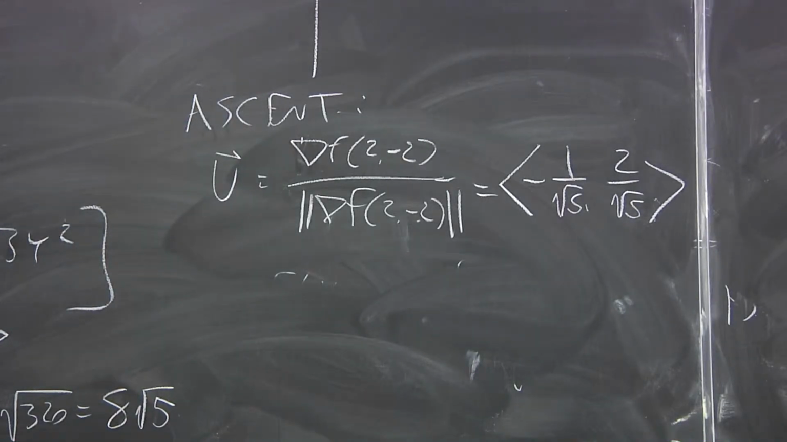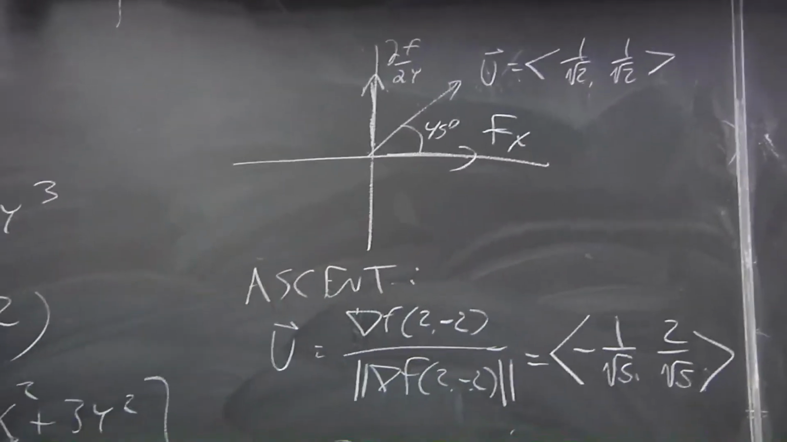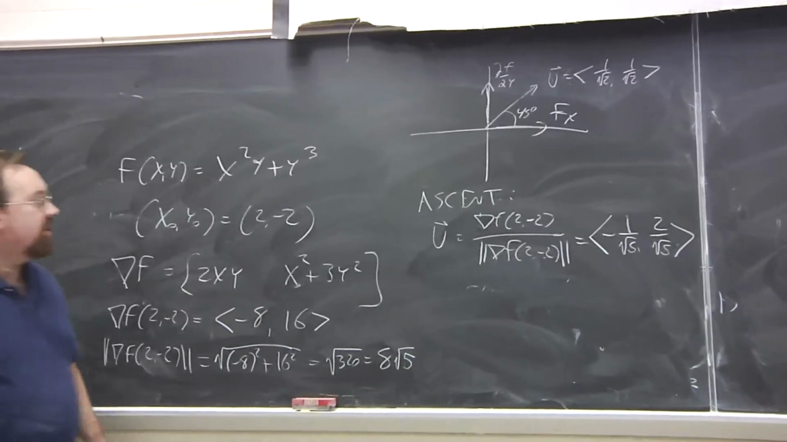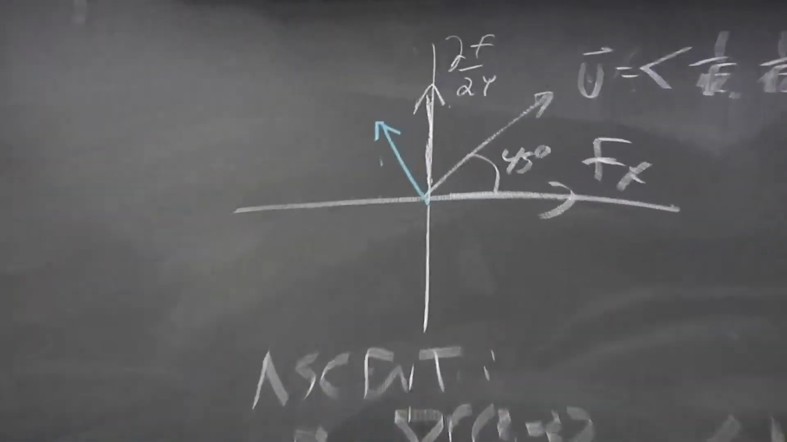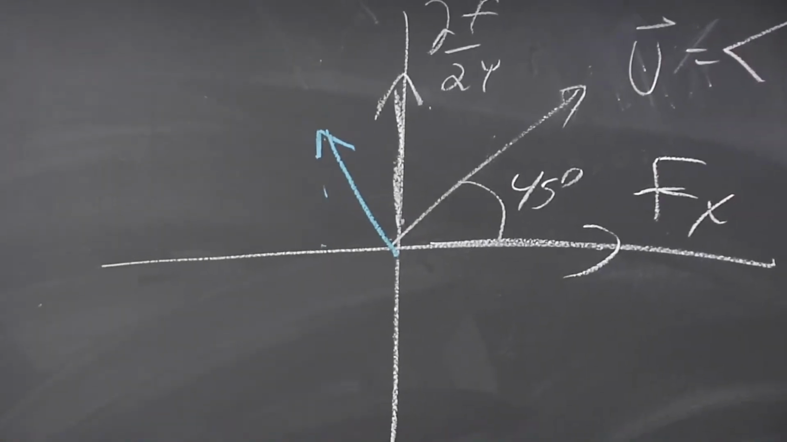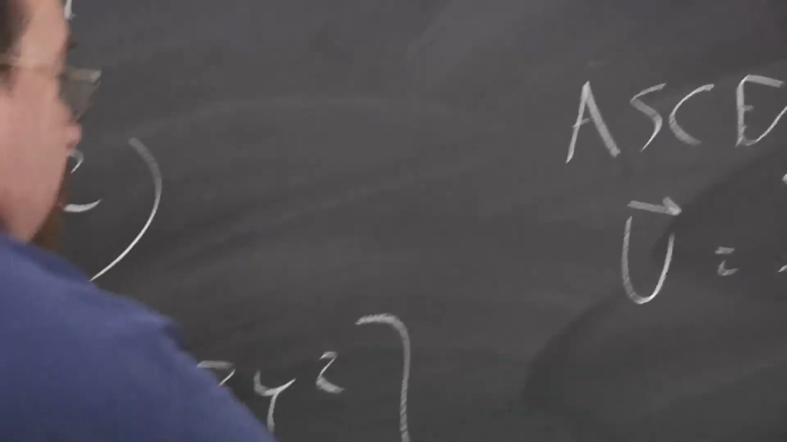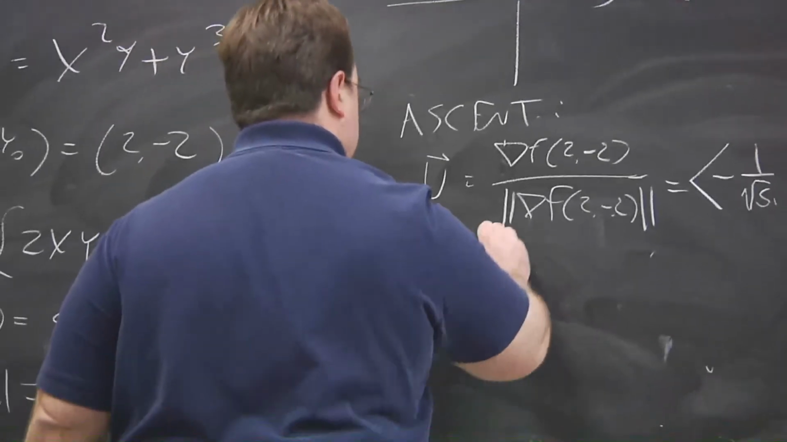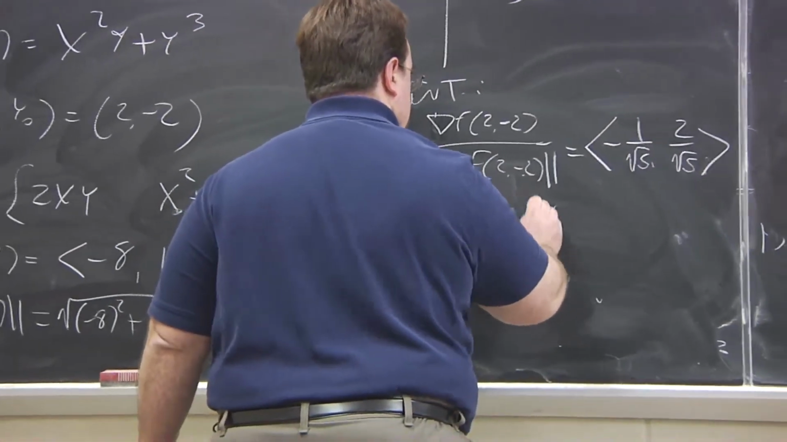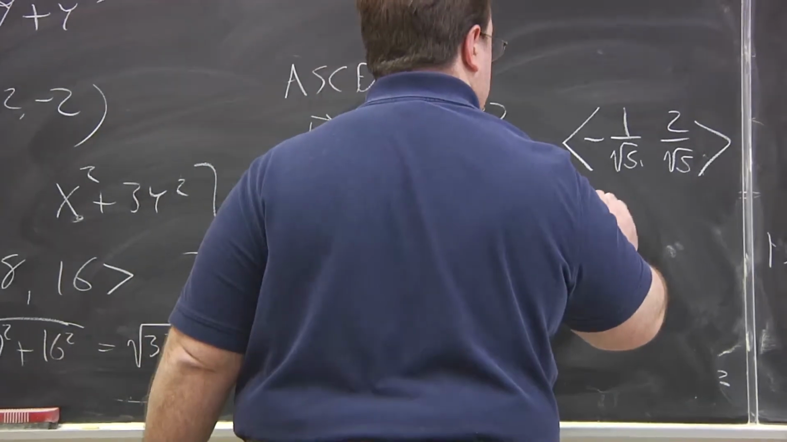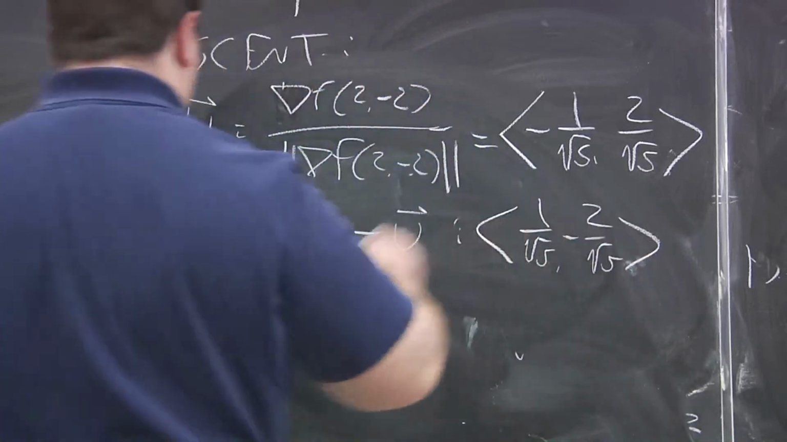All right, so that's going to be this direction. So steepest ascent. Whereas for descent, we just negate this. So that's 1 over square root of 5, minus 2 over square root of 5. So just going the other direction.